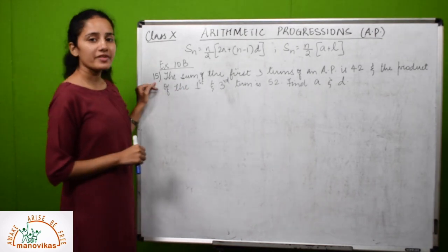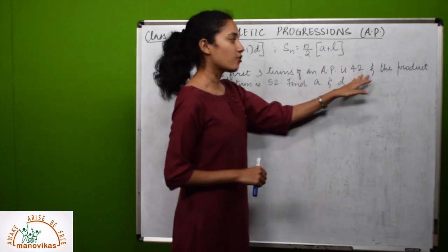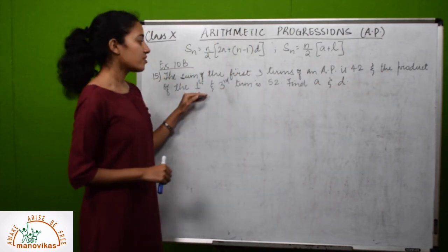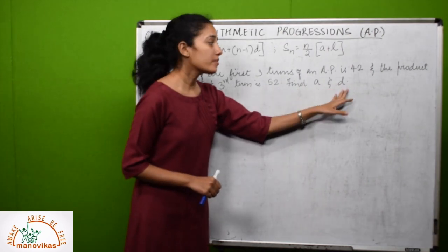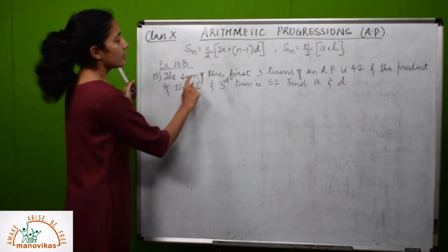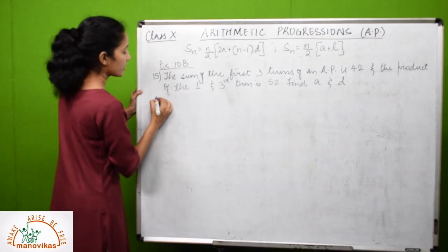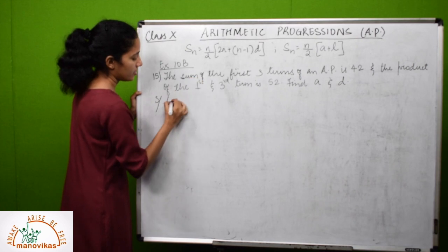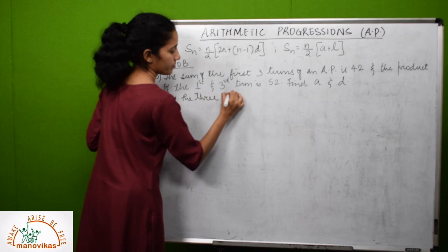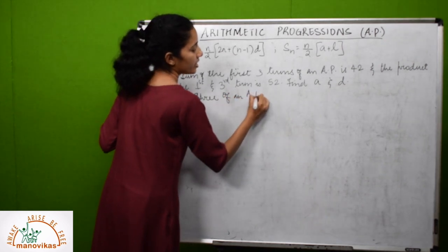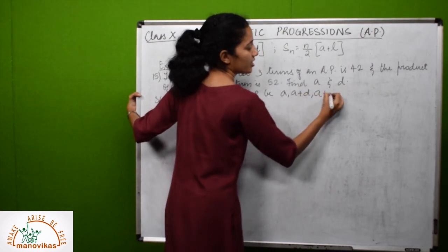You have problem number 15. The sum of the first 3 terms of an AP is 42 and the product of the first and the third term is 52. You have to find the first term and the common difference. Since it is required to find the sum of the first 3 terms, let us assume that the 3 terms of an AP be A, A plus D and A plus 2D.